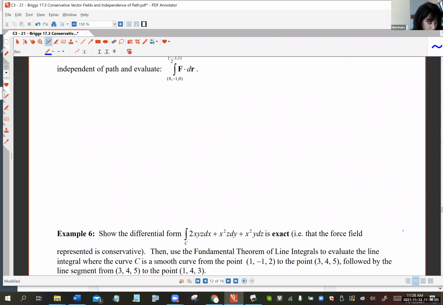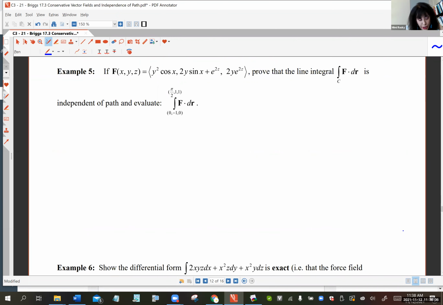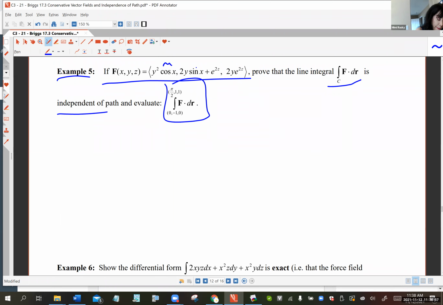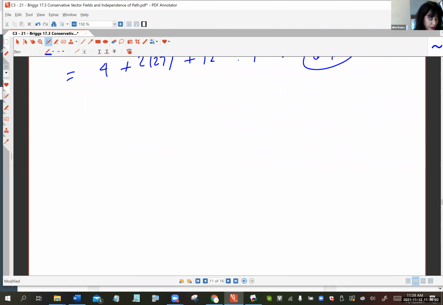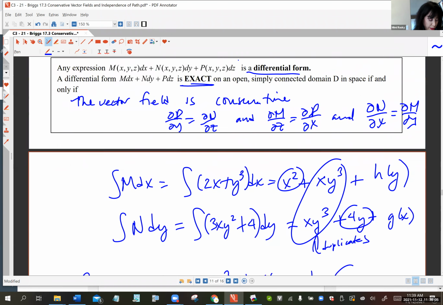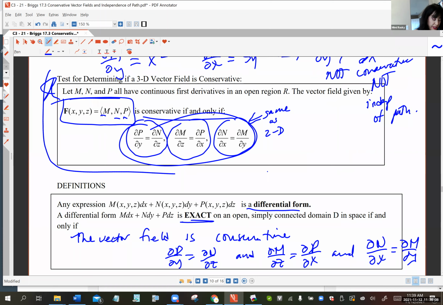So I wanted to do one of these and then I'll let you go, okay? And we'll finish this up next time because it's Friday. So here is a 3D vector field. Oh my goodness. Prove that this line integral is independent of path and then evaluate this line integral. Well, how do we prove it's independent of path? Show it's conservative. Yeah. So we have the M and the N and the P. And we know what the test is now for a 3D vector field to be conservative, right up here. You need all three of those things to be true simultaneously.